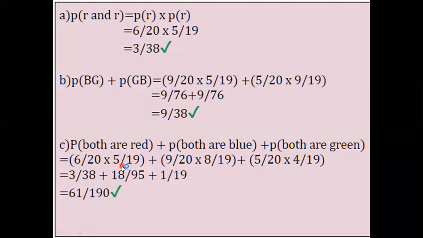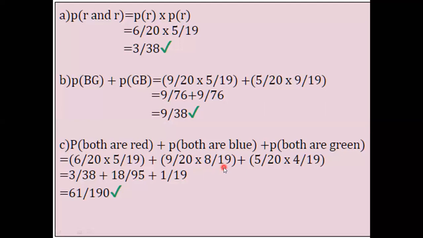Or it could be both blue. So if both are blue, then we have 9 over 20. Then the second selection is 8 over 19, because the total number of blue balls will decrease by 1, so you have 8. And the total balls in the bag will also decrease by 1, so you have 19.